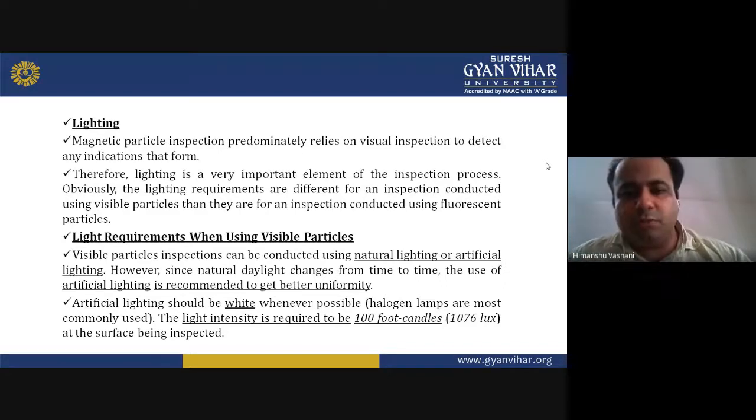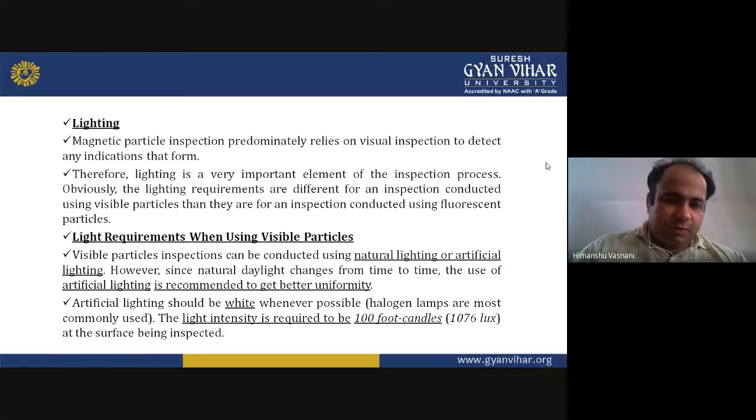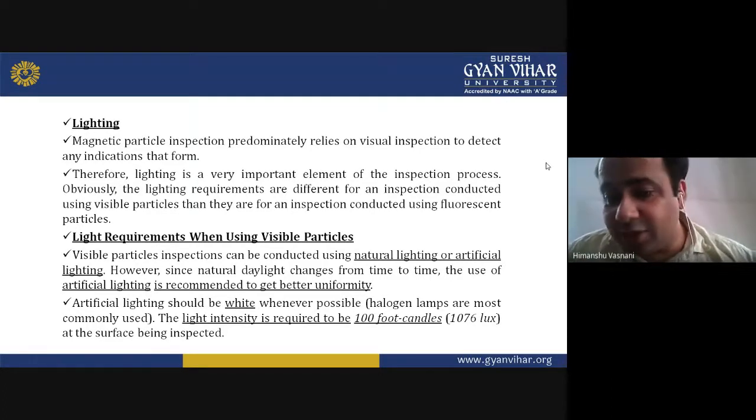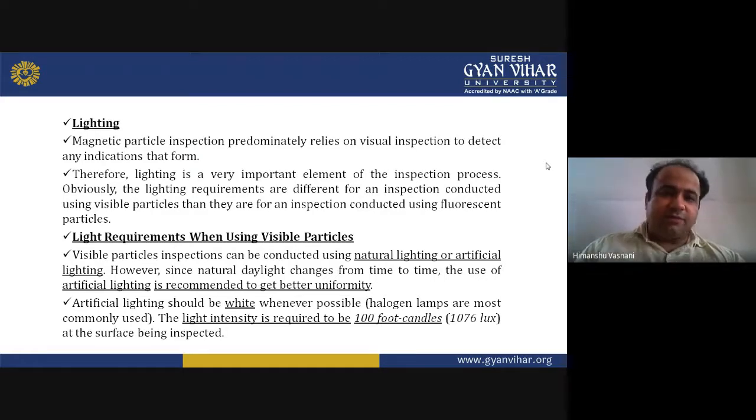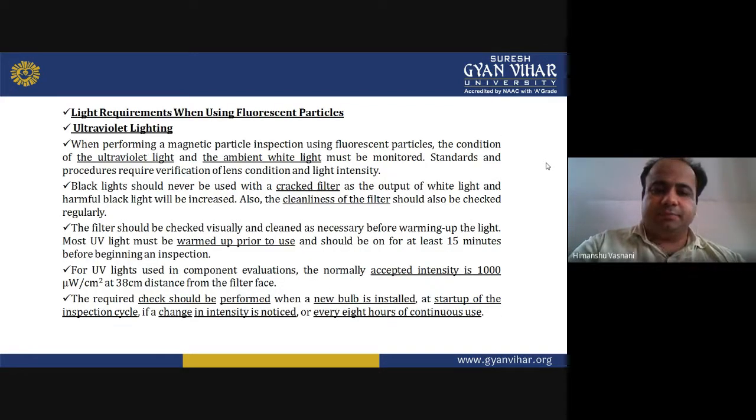Artificial lighting should be white whenever possible. Halogen lamps are most commonly used. And the light intensity is required to be 100 foot candles at the surface being inspected.